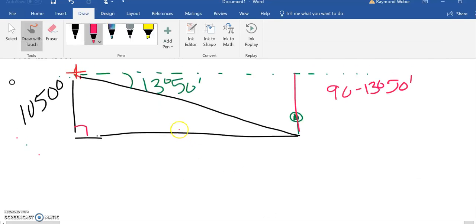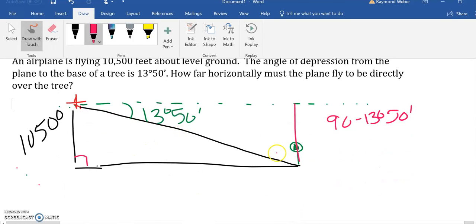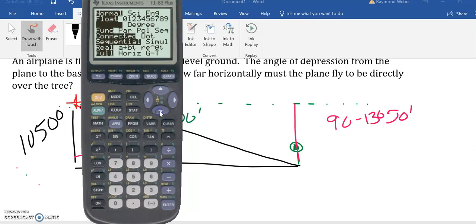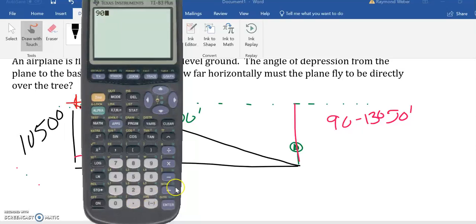Now, when I come back here, and you can see I've got my picture here, so I need to figure this out. Now, I could do this in my head, but remember we've got our calculator, and our calculator is useful. I'm going to change to degrees, because I'm going to need degrees as I work through this. So I'm going to do 90 degrees minus 13 degrees, 50 minutes. There's my minutes. Okay, now I could convert this back, but I'm going to leave it in decimal degrees, and I'm going to leave that right there in the calculator.